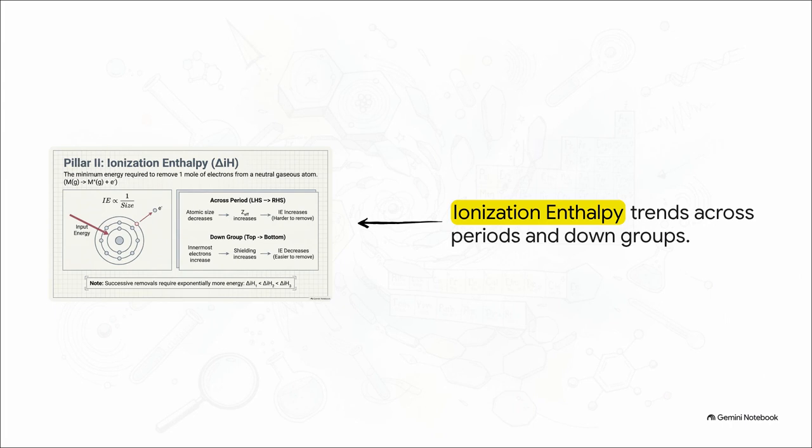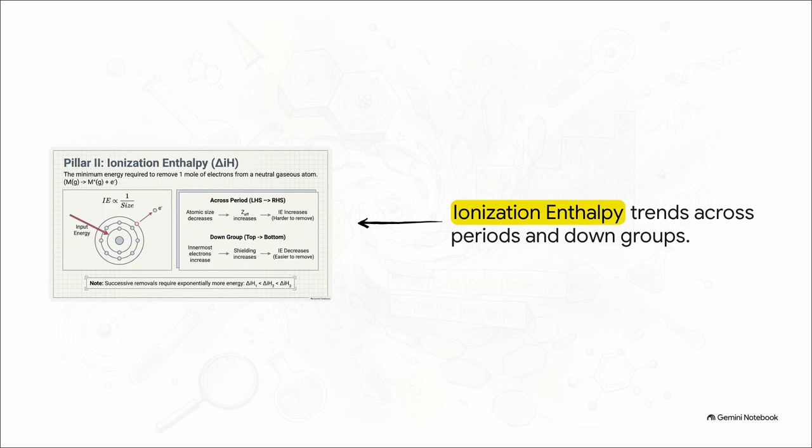Let's move to pillar 2, ionization enthalpy. This is just a fancy term for the minimum energy required to steal an outermost electron from an atom. If we apply our golden rule, as you move across a period left to right, the atom shrinks and that inward nuclear pull gets super strong. Naturally, that makes it way harder to steal an electron, so ionization energy goes up.